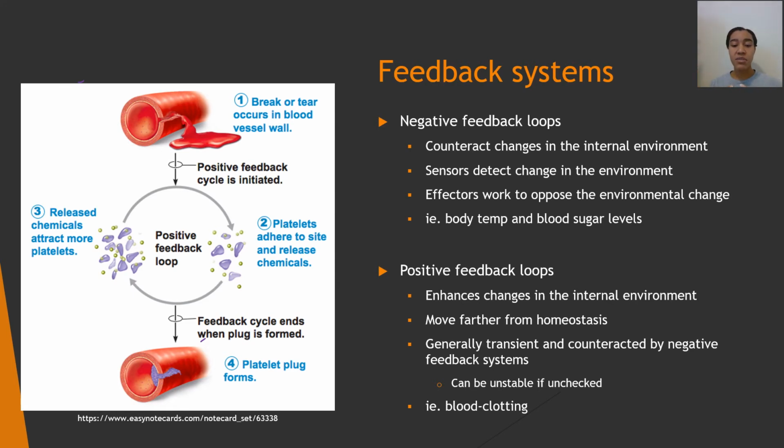And these positive feedback loops are highly regulated. So they're usually a small part of a larger negative feedback loop. If they're not regulated, you can see how they can get out of hand and cause serious problems for an animal if you're constantly getting further and further and further away from the optimum conditions. A good example of this that your book gave is blood clotting.